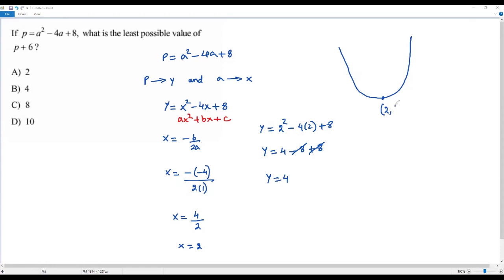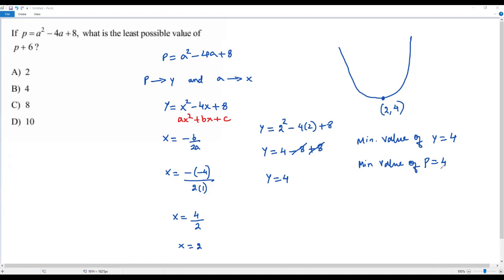Here I got the y-coordinate of the vertex, that is 4. And this y-coordinate of the vertex, 4, is the minimum value of y because this point is at the bottom of the parabola. So let me write it here: minimum value of y equals 4. Actually, y is a variable taken by us. The original variable we have for y is p. So since the minimum value of y equals 4, the minimum value of the original variable p is also 4. Minimum value of p equals 4.